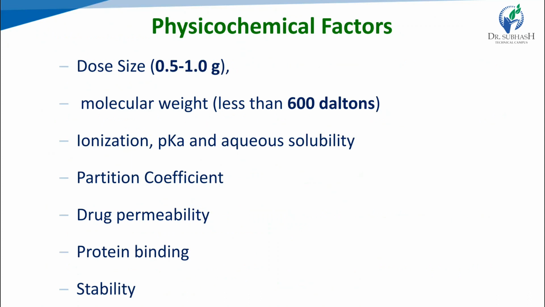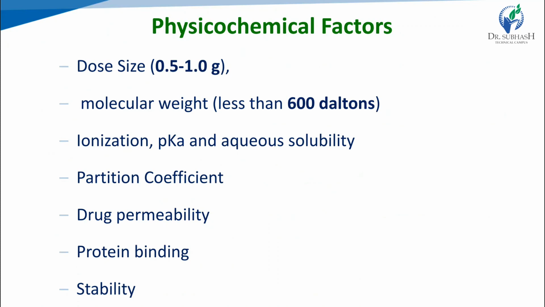Some physicochemical factors, and the dose size. Ideally, for a candidate going for a sustained or controlled release dosage form, we require a dose size of less than 500 mg, but a maximum of 1 gram.